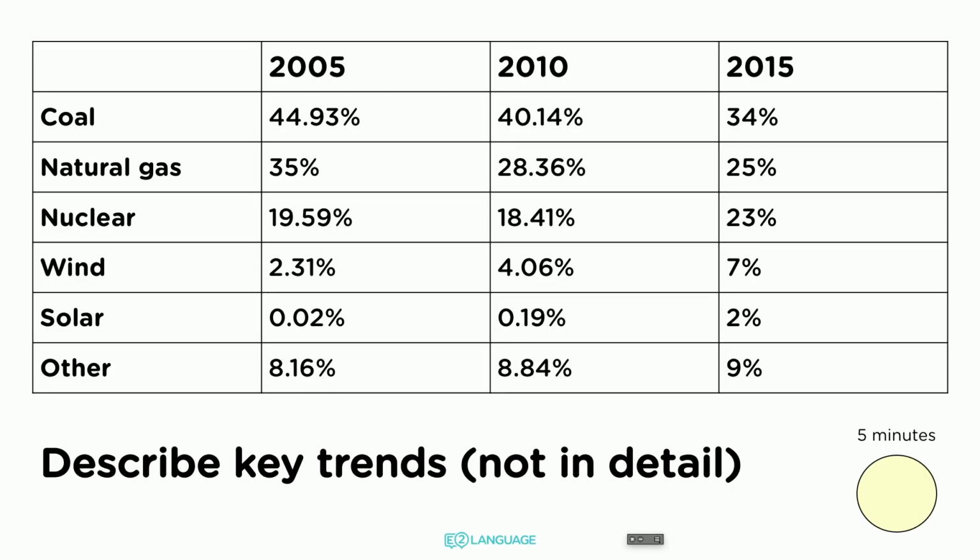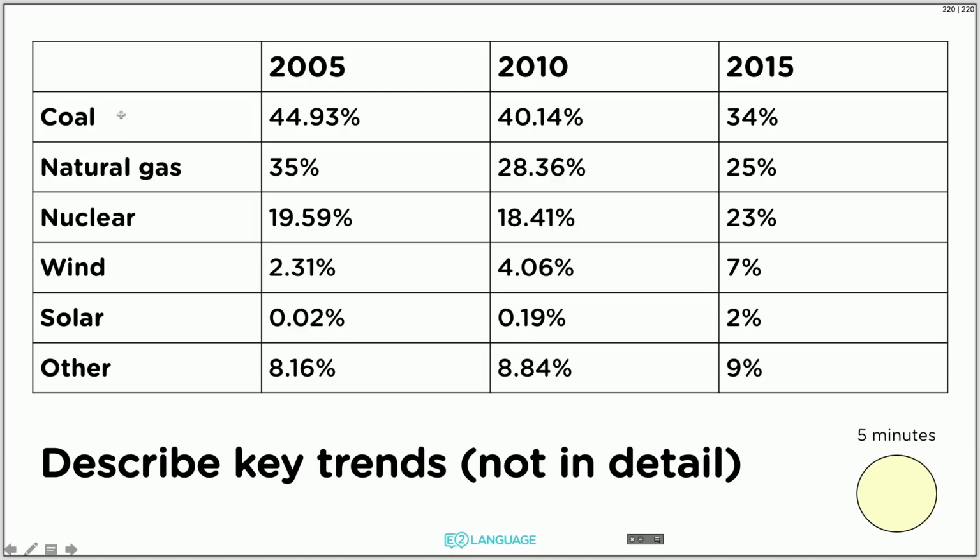Your turn. I want you to describe the key trends, but not in any detail. I'm going to help you out. This will be your first sentence, including natural gas. Second sentence will be these ones here. And I want you to write a third sentence about nuclear fluctuating. These ones went down, sorry, down and down. This one fluctuated. These ones went up and up.